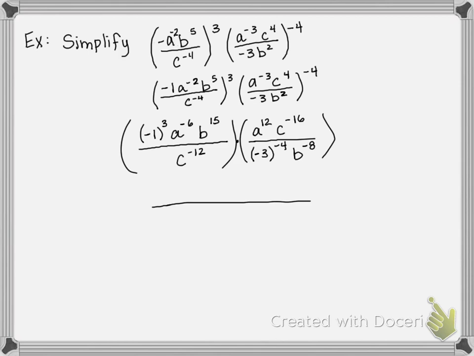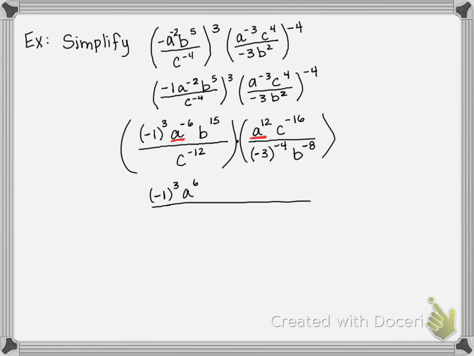So our next step is to deal with multiplication and division of exponential expressions with the same base. The first thing I see is that I've got a to the negative 6 times a to the 12th. Those are both in the numerator, so I'm adding the exponents. Yep, so that's a to the positive 6th.